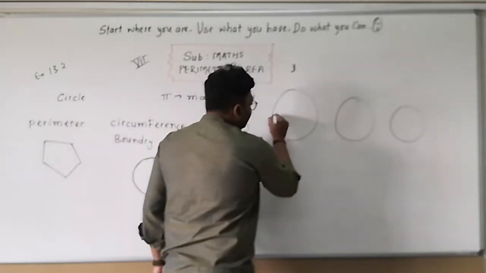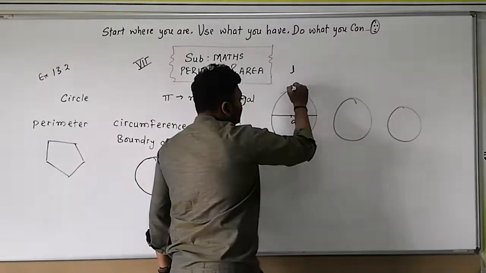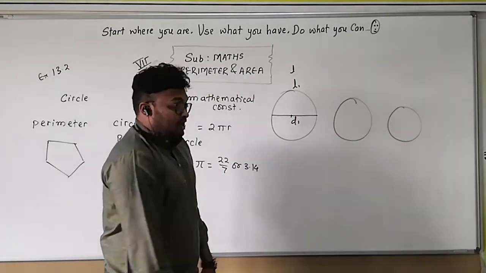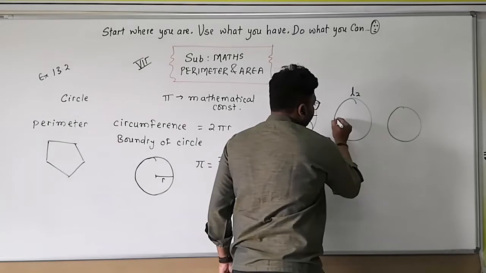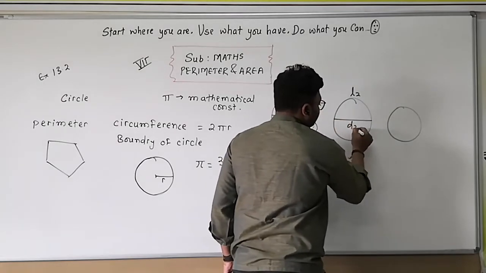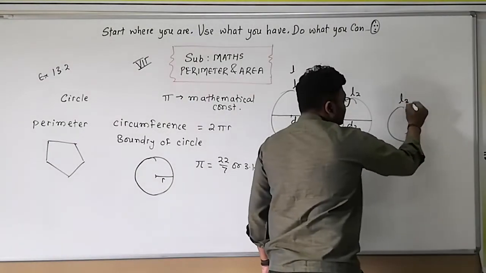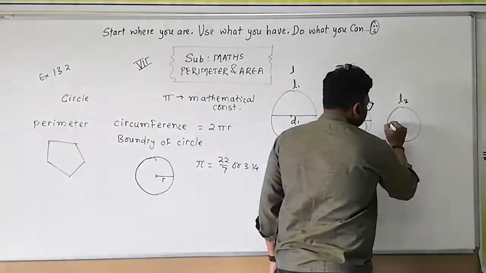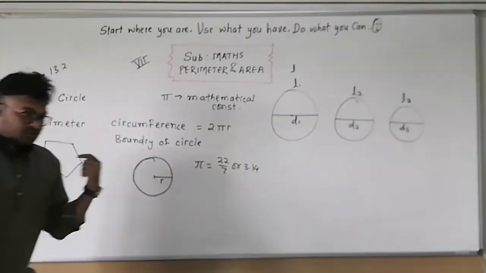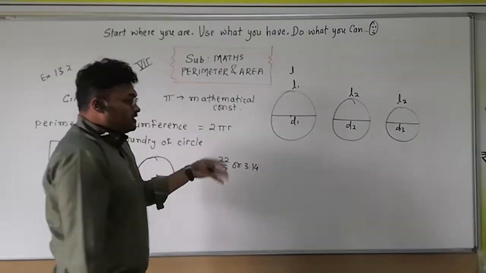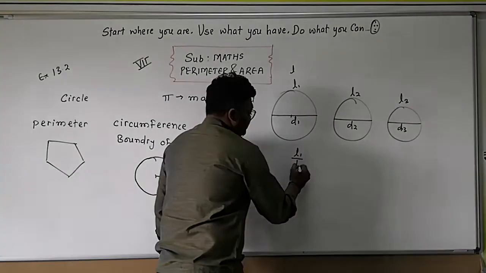After that, I calculate its diameter. Let us say the length is l1 and the diameter is d1. After that, I take another rope with length l2 and form a circle. I count the diameter, it is d2. And after that, I make one more circle, length l3, and its diameter is d3. Understand the concept? So after that, Aryabhatta calculated the ratio L1 by D1.